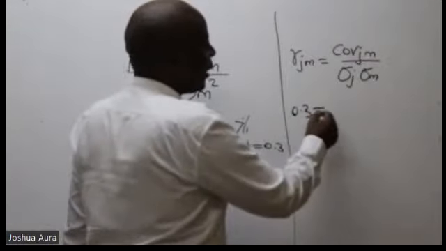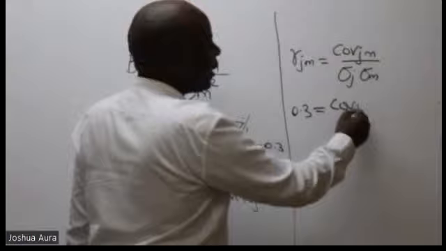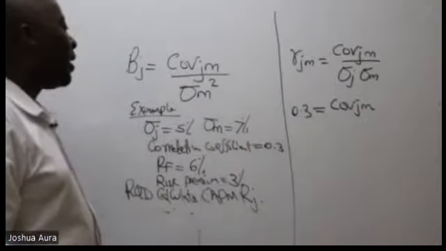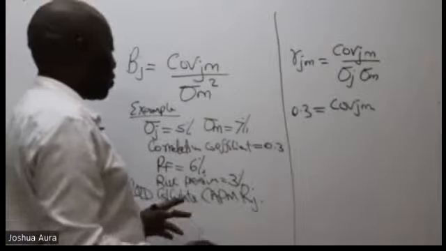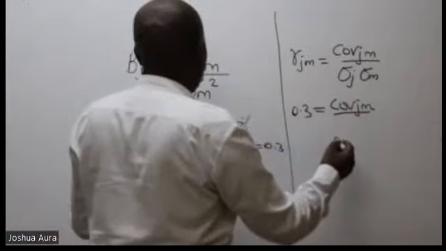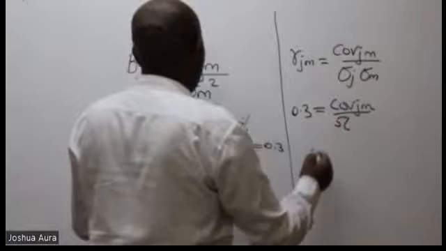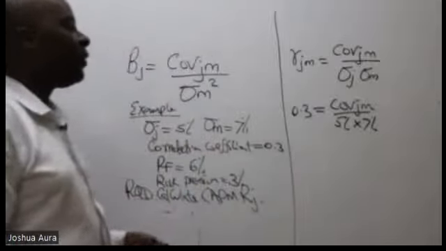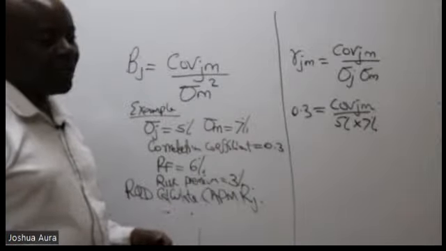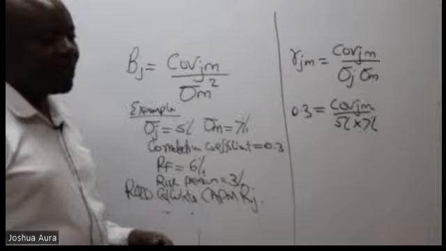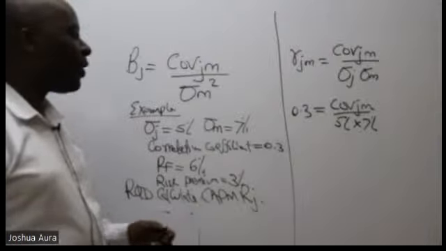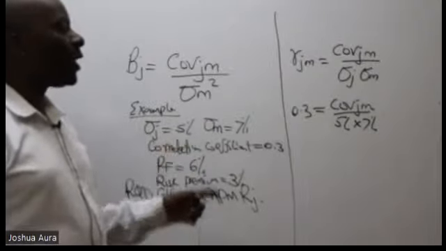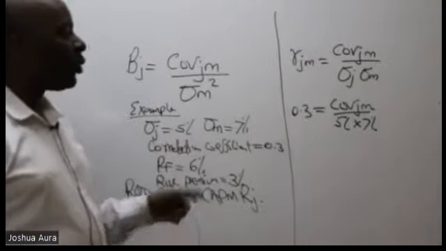And then we have our covariance. The covariance is what we do not know. Divide this by the standard deviations. The standard deviations we have here are 5% and 7%. So out of these, I should be able to get the covariance.